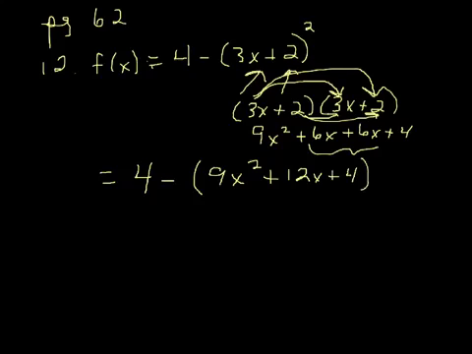I get 9x squared plus 12x plus 4. That's what you get when you square 3x plus 2. Then you got to distribute that little negative.